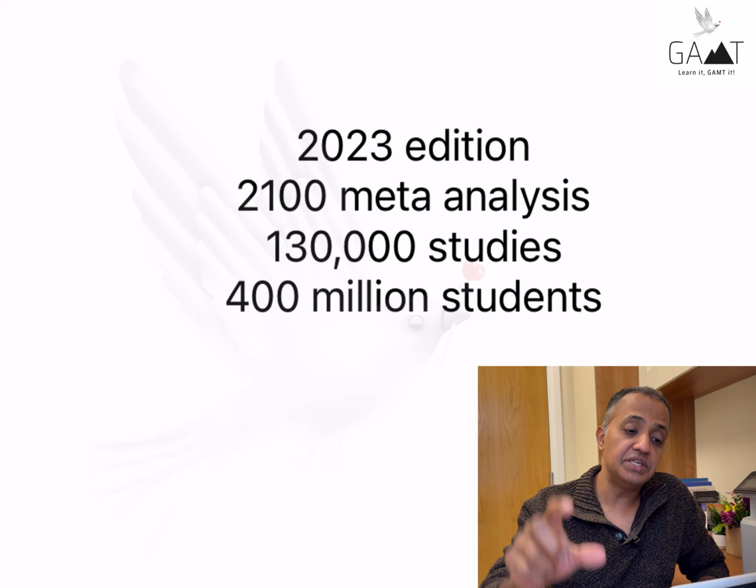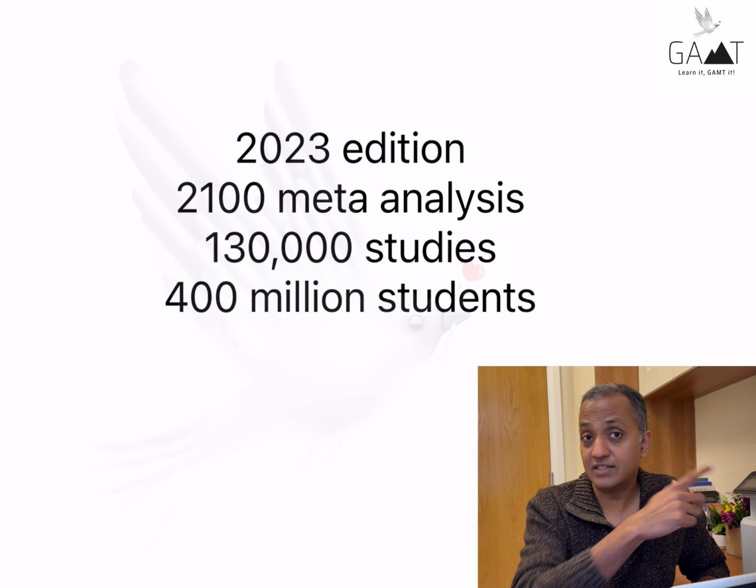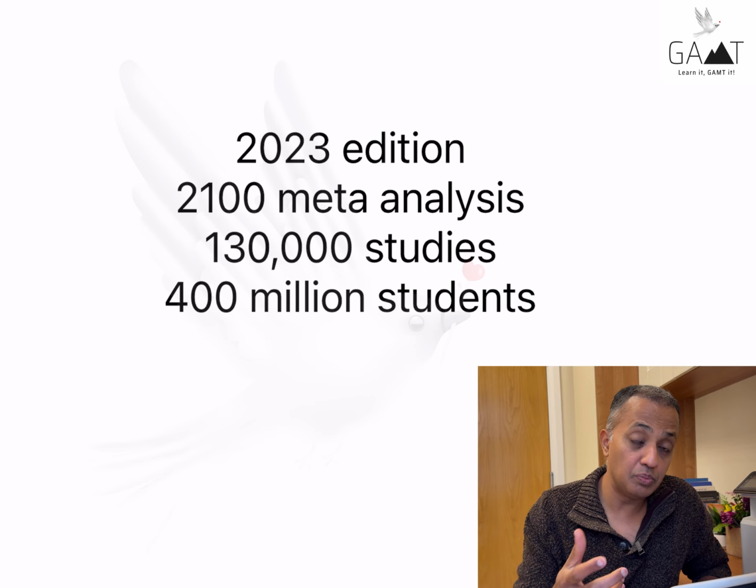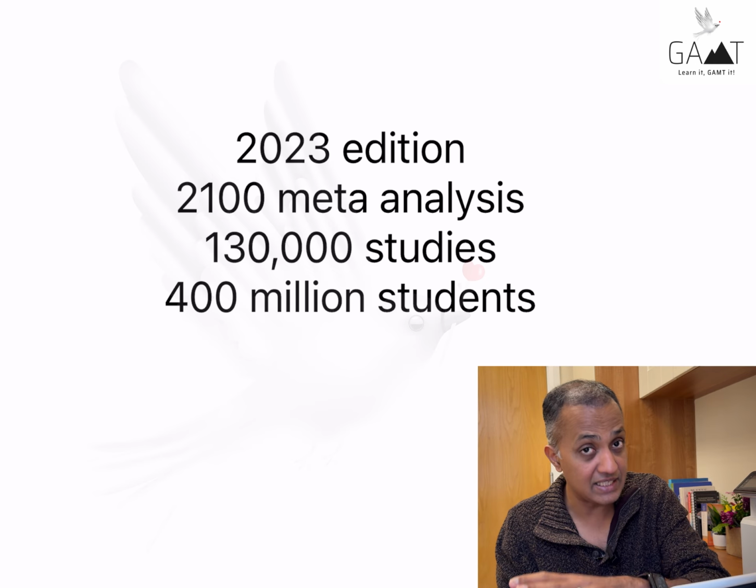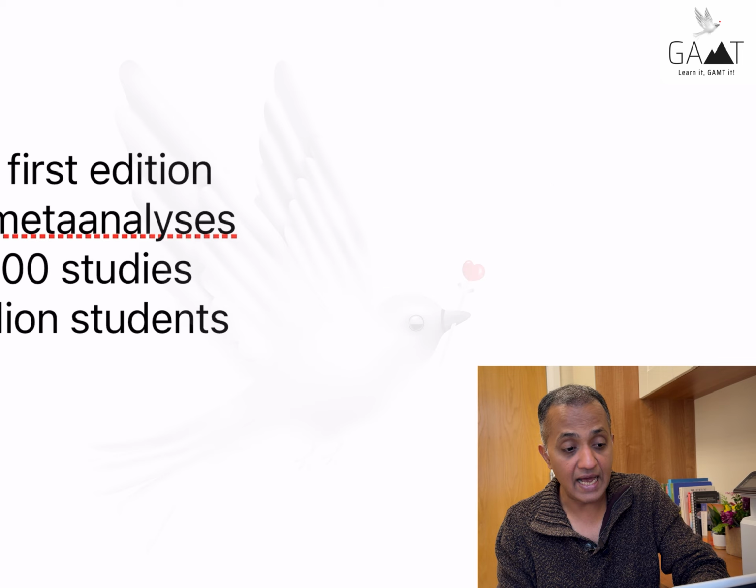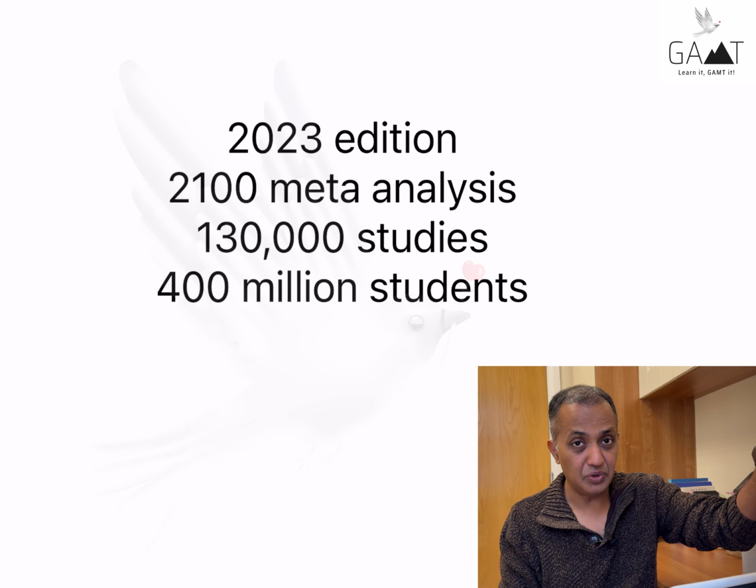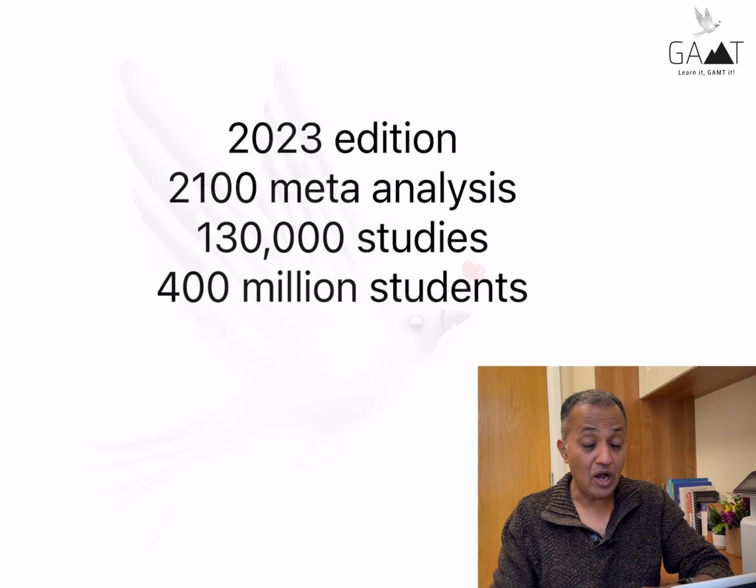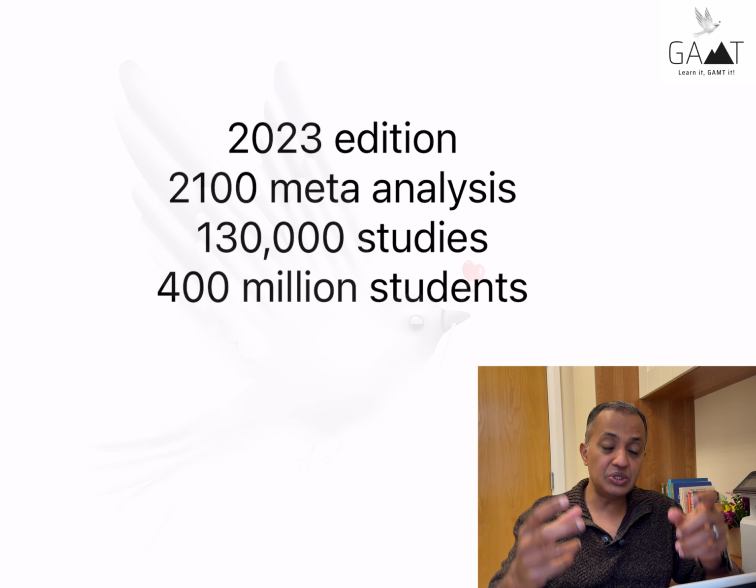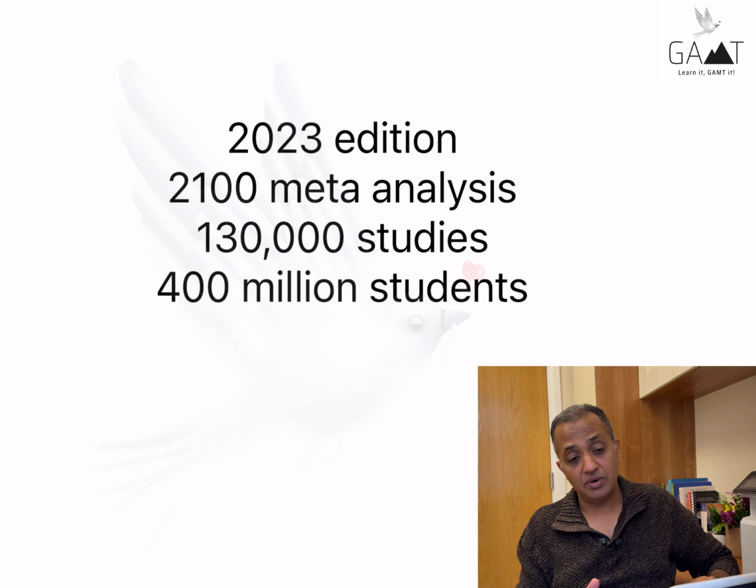And then in the 2023 edition, he looked at more. So this kept on going. So in the 2023 edition, even more studies. So 2,100 meta-analyses now. It's more than double what he did the last time. And now he looked at 130,000 studies, compared to 50,000 studies before, more than double again. And now this database includes 400 million students. So that's a massive number, right?